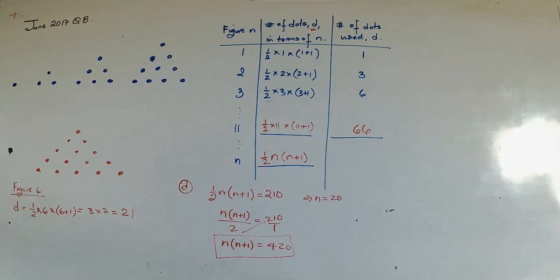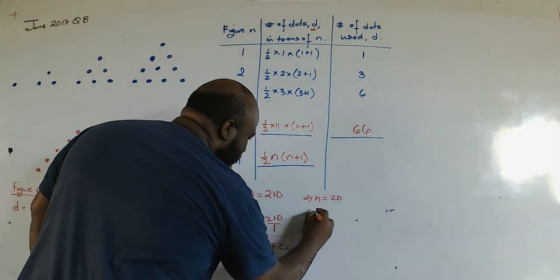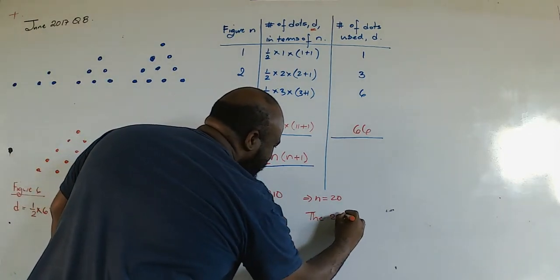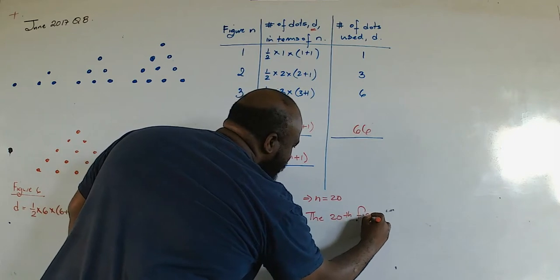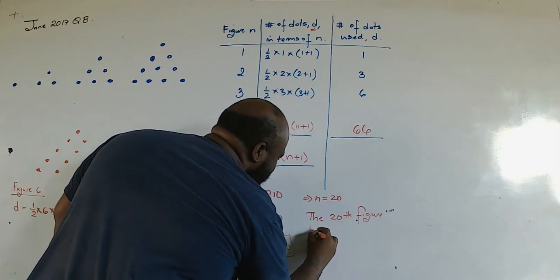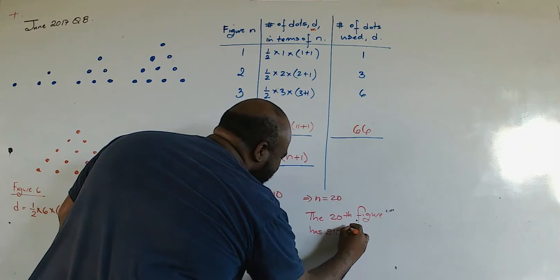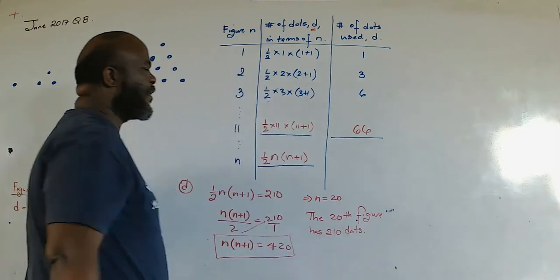So it says, determine which figure in the sequence has 210 dots. And I would say the 20th figure has 210 dots.